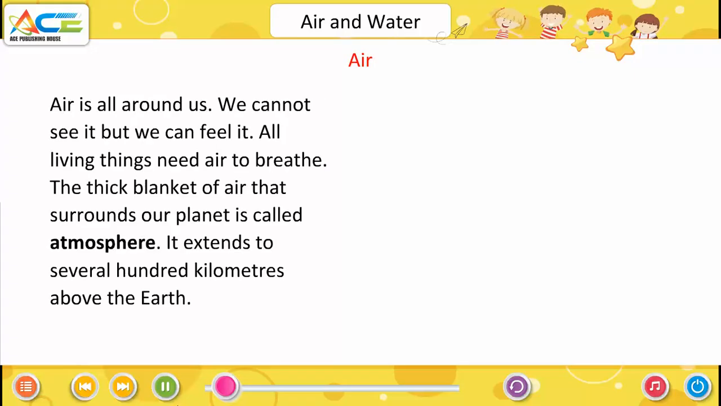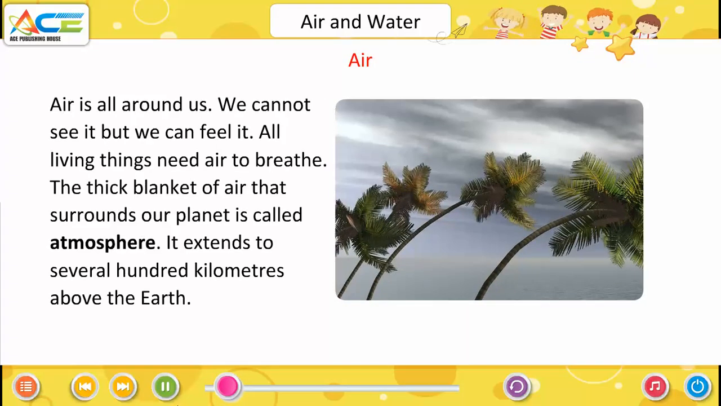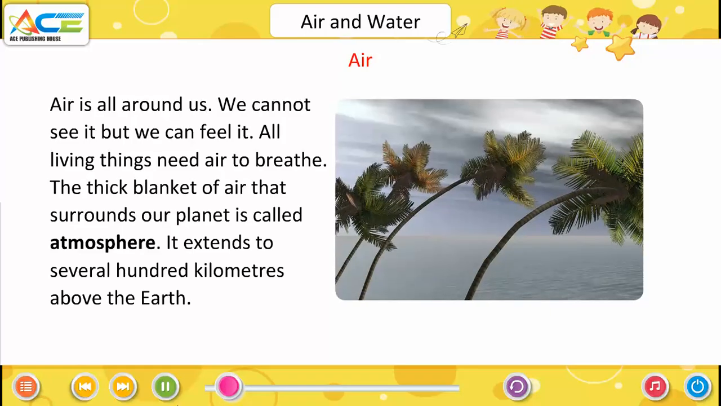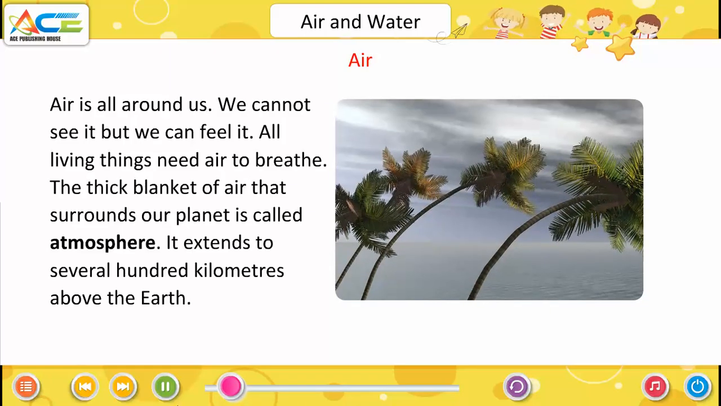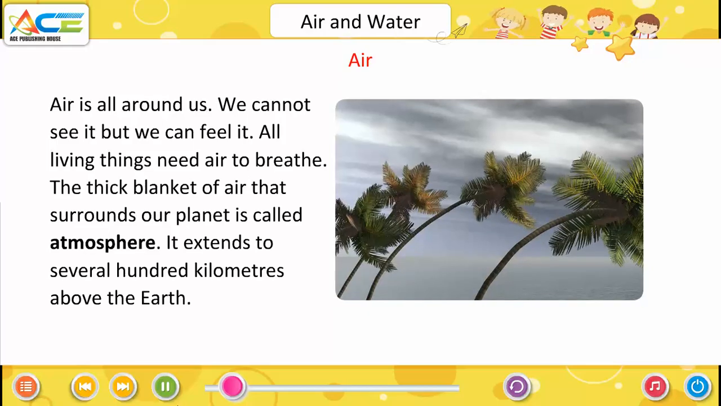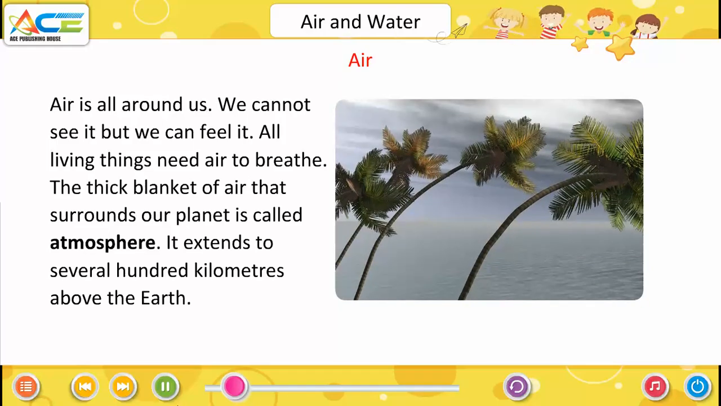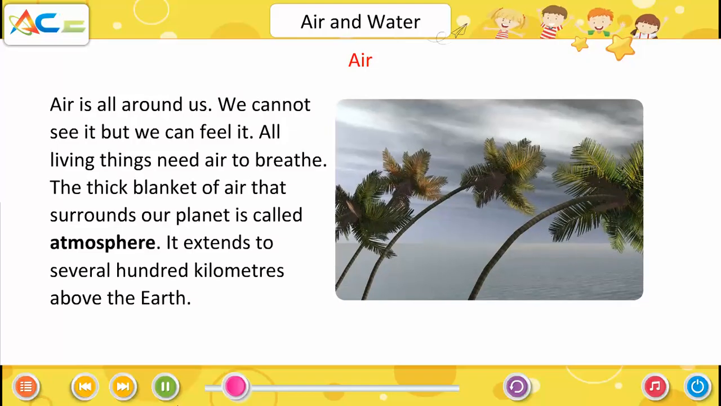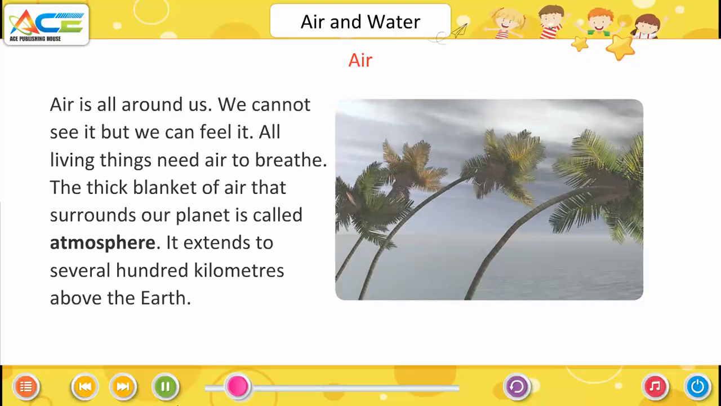Air. Air is all around us. We cannot see it, but we can feel it. All living things need air to breathe. The thick blanket of air that surrounds our planet is called the atmosphere. It extends to several hundred kilometers above the earth.